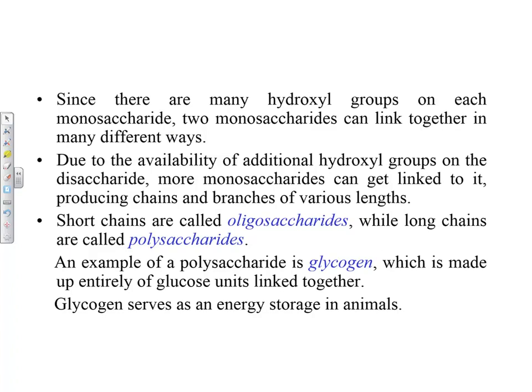Since there are many hydroxyl groups on each monosaccharide, two monosaccharides can link together in many different ways. And due to the availability of additional hydroxyl groups on the disaccharide, more monosaccharides can get linked to it, producing chains and branches of various lengths. If these are short chains, they are called oligosaccharides, while long chains are called polysaccharides. An example of a polysaccharide is glycogen, which is made up entirely of glucose units that are linked together. In fact, glycogen serves as the body's energy reserve.